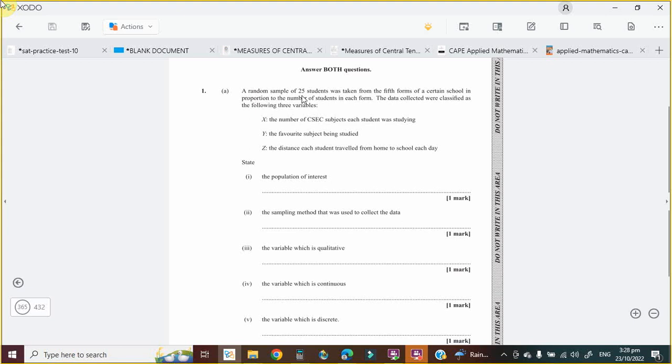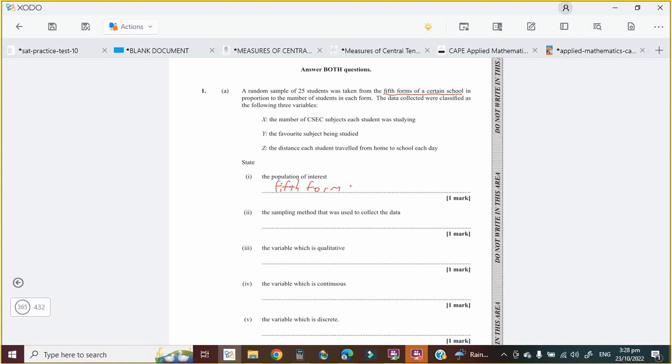Random sample. Sample always comes from your what? What is the population? Exactly, that's your population, gentlemen. Fifth form students, but just to be certain, add on of a certain school. So fifth form students. Pen stop right. Fifth form students. All right, Israel. Next one, yours.